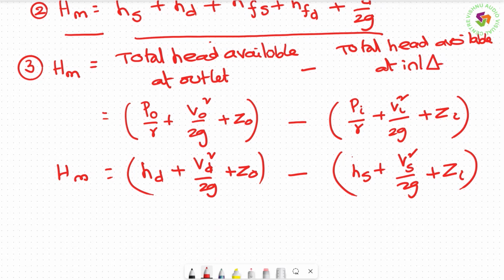The three equations, once again, to recollect. Number one is the head imparted by the impeller to water minus losses, that is Vw2 U2 by g minus losses. Second equation is the summation of all the heads starting from the beginning: suction head plus friction loss in the suction pipe, delivery head, friction loss in the delivery pipe, and the kinetic energy at the end. This is basically regarding the various heads.